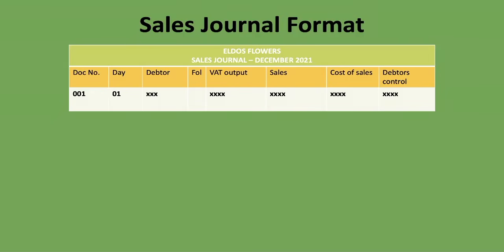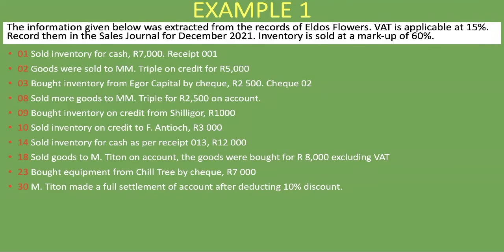So let's go into the example, looking at how you do these calculations that I've been talking about. Here's the example that we have. We are told that the information given below was extracted from the records of Eldo's Flowers. VAT is applicable at 15%. Record them in the sales journal for December 2021. Inventory is sold at a markup of 60%.